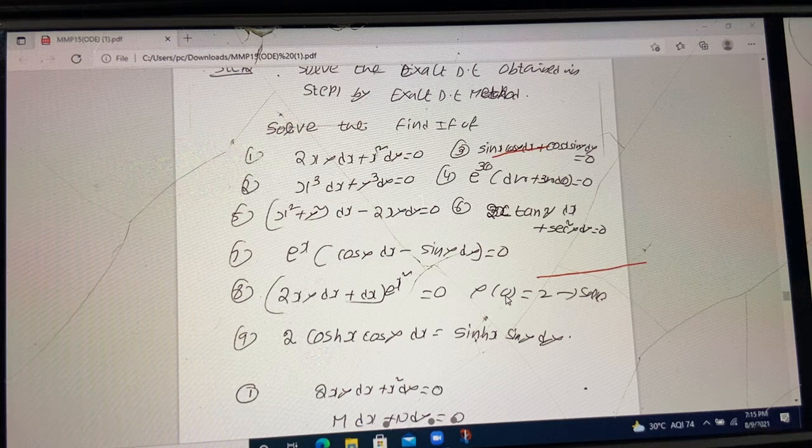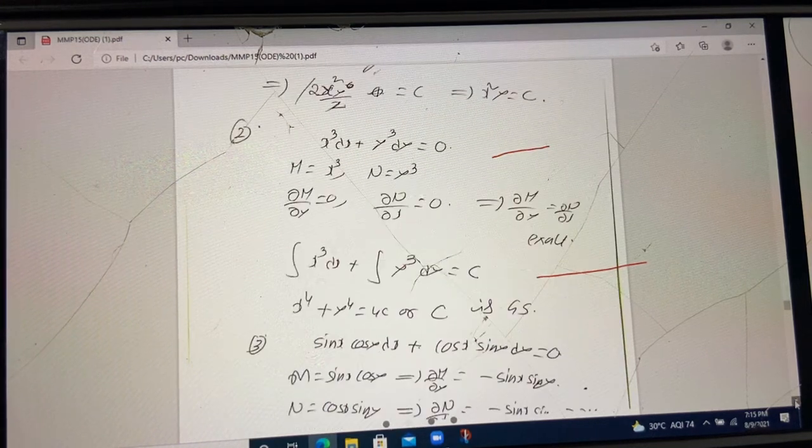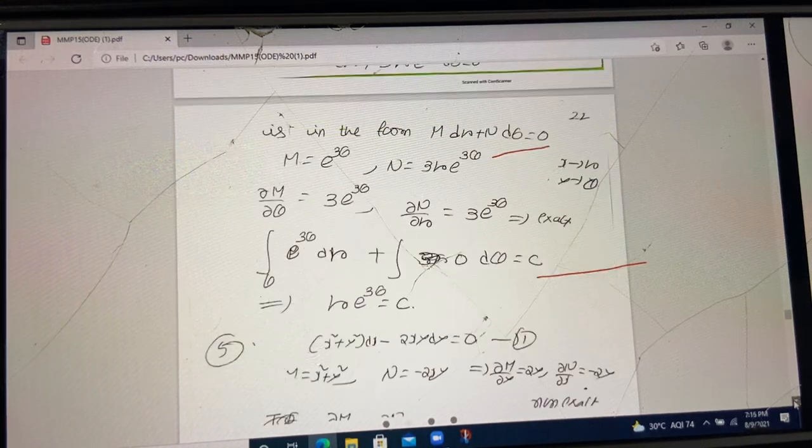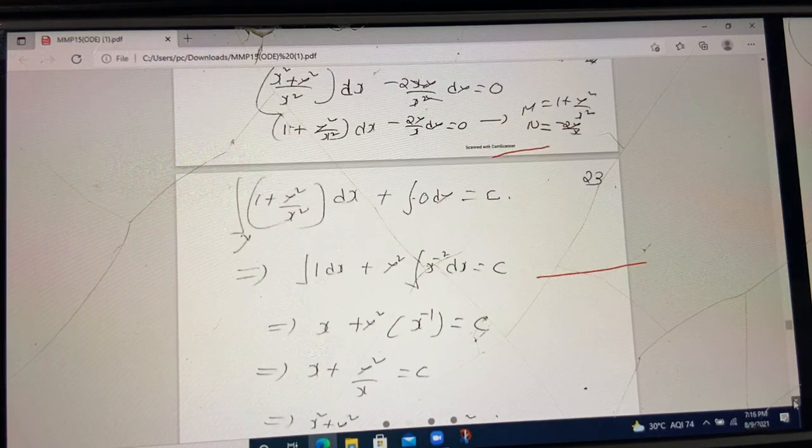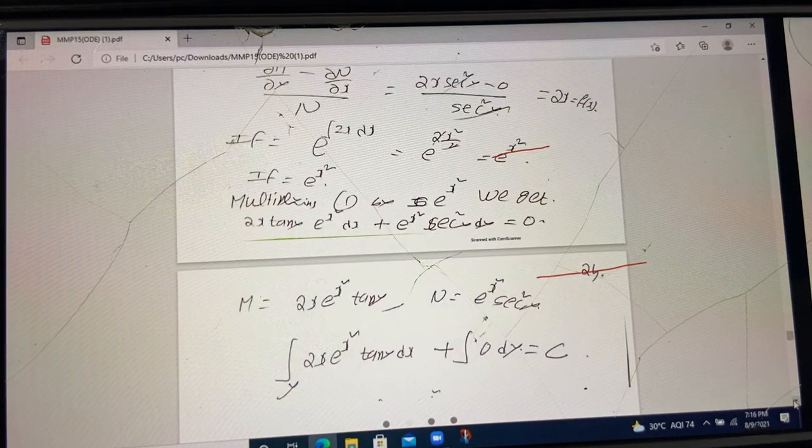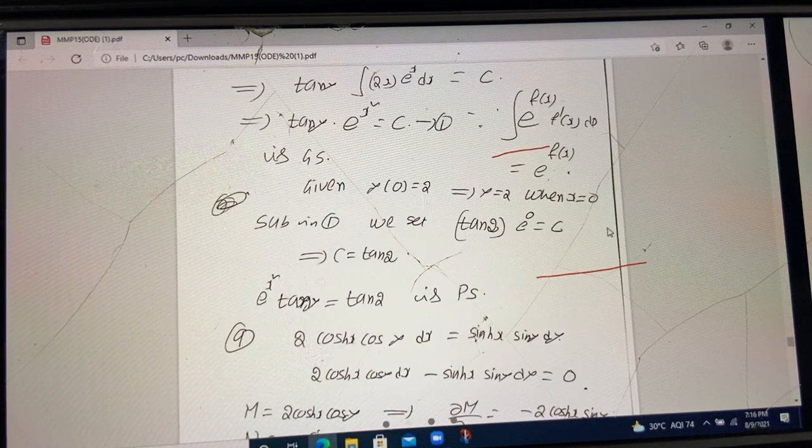But only one single condition is given. So y of 0 equal to 2, that means y equal to 2 when x equal to 0. So apply this condition. After getting the general solution, you need to apply the condition. So if you apply the condition, y of 0 equal to 2, that means y equal to 2 when x equal to 0. So here, put x equal to 0, y equal to 2: tan 2, e power 0 equal to c. So c is tan 2, substitute back in the given equation. This is the required particular solution.